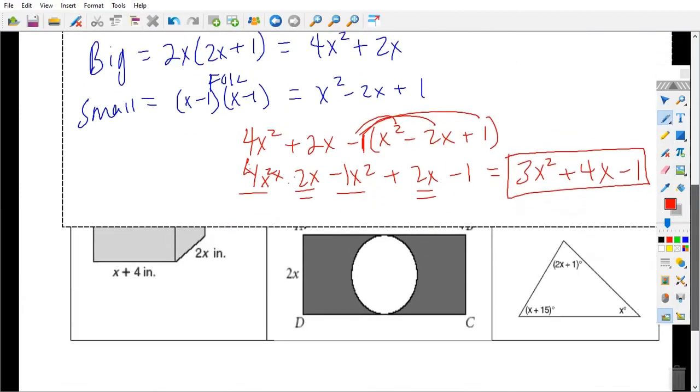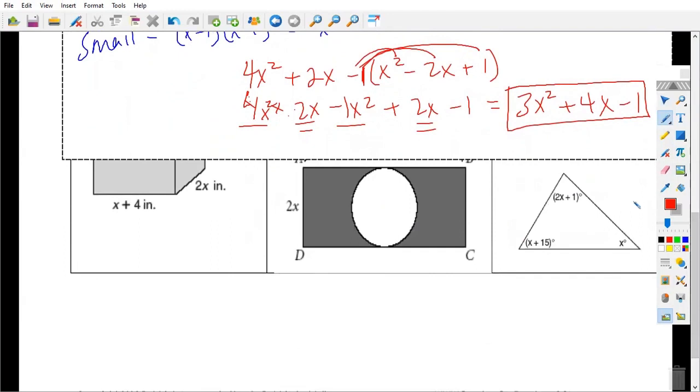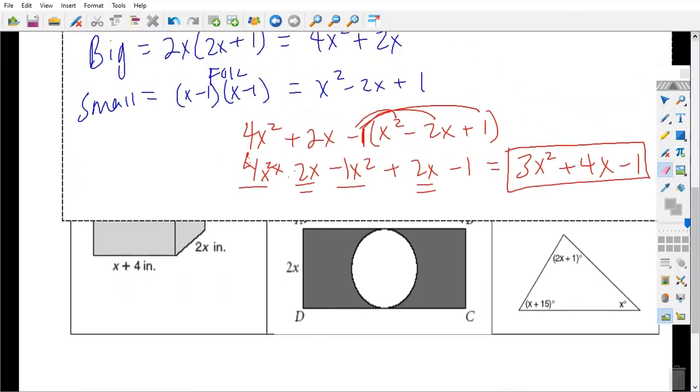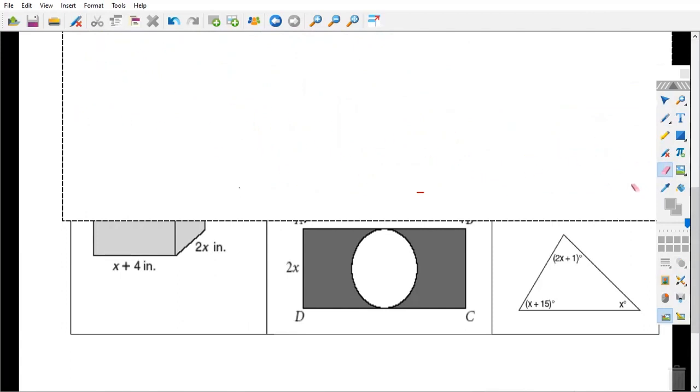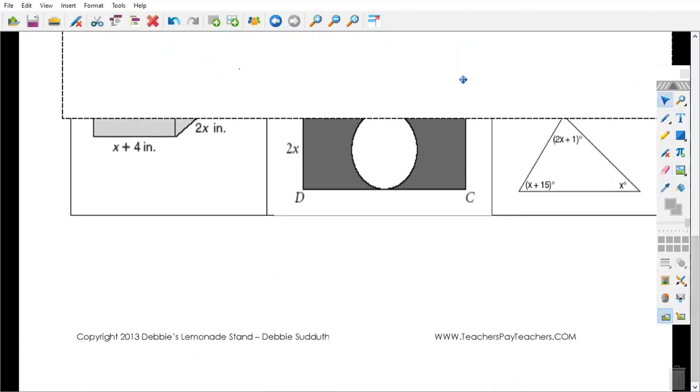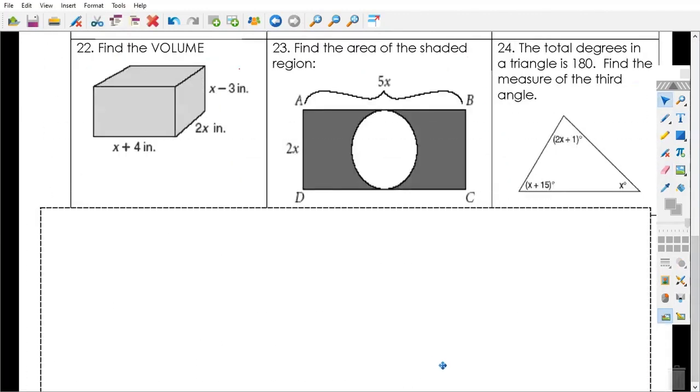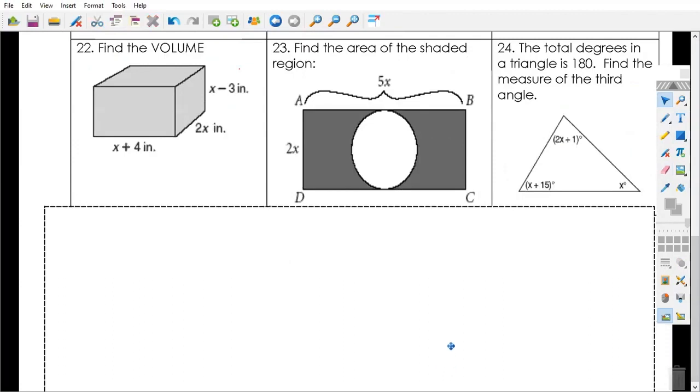All right, the last ones that we're going to do are the last three. And then this will conclude our geometry section of polynomials. So these are our last three types. Now, again, I don't know what we're going to get, so that's why we have a variety.